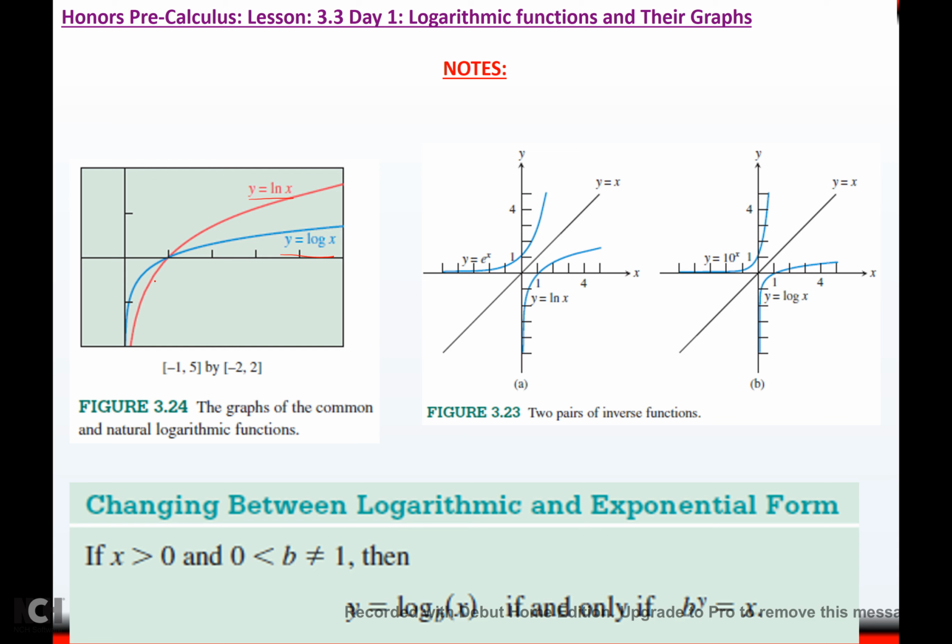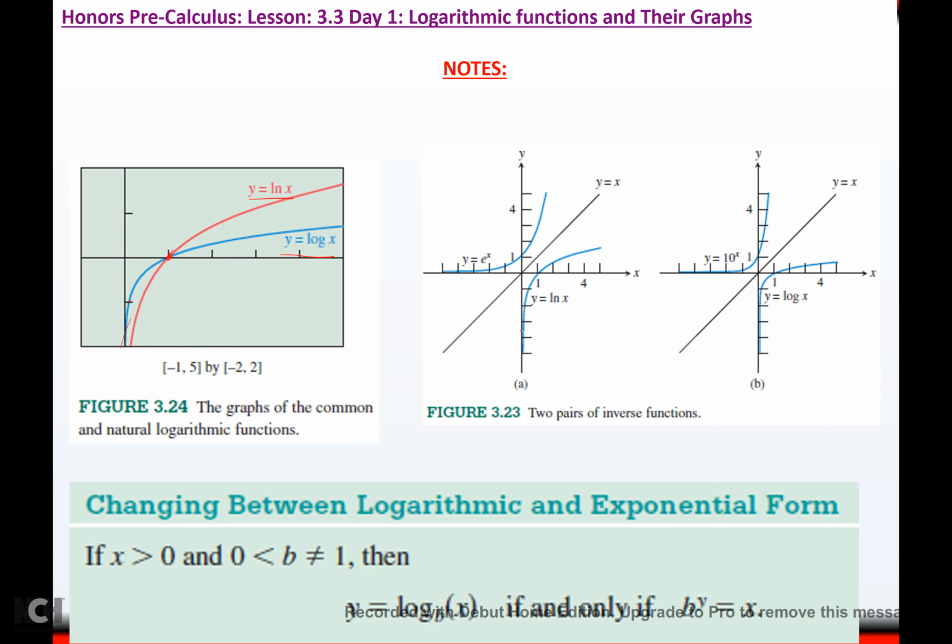The interesting thing is your y equals log x. It passes through about right there, and it makes this kind of curve. Your natural log is just pretty much steeper. Notice that they both pass through (0, 1).